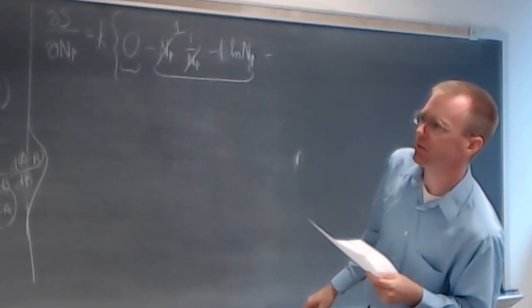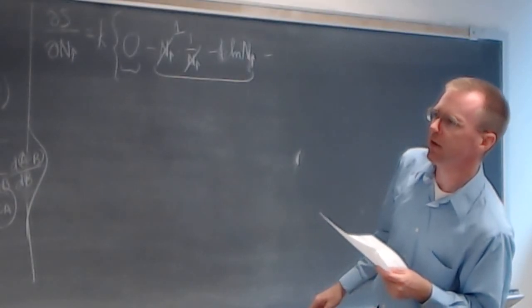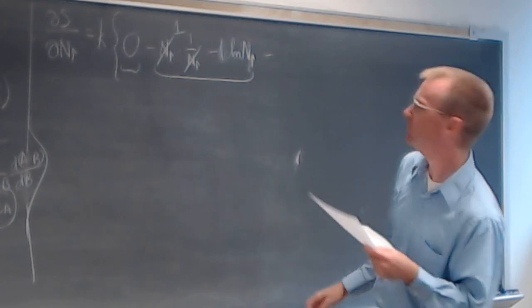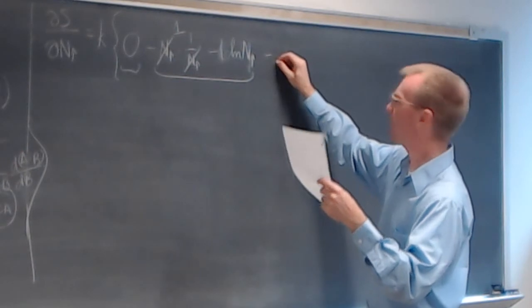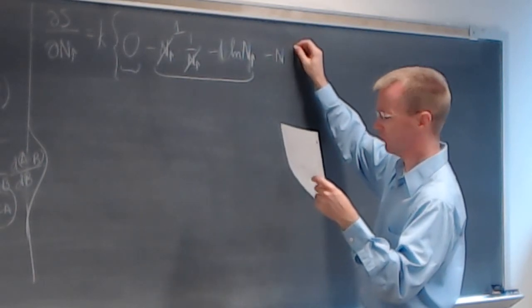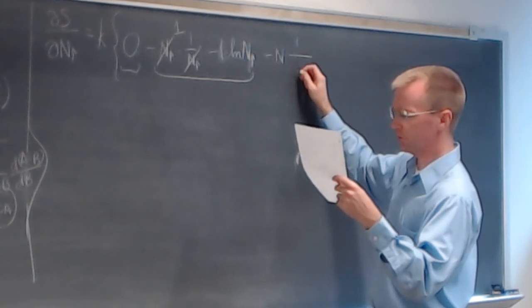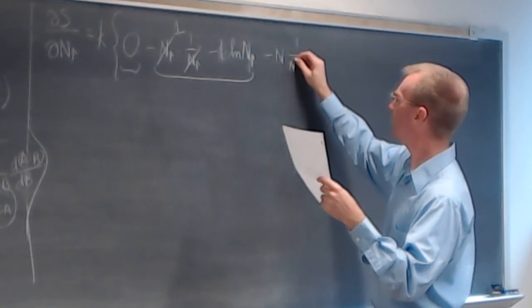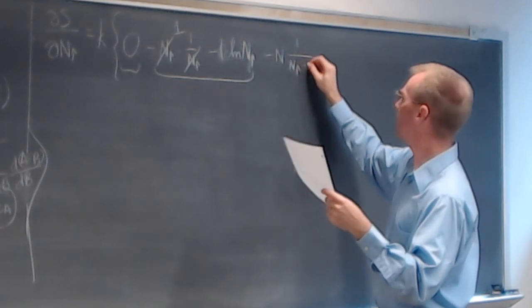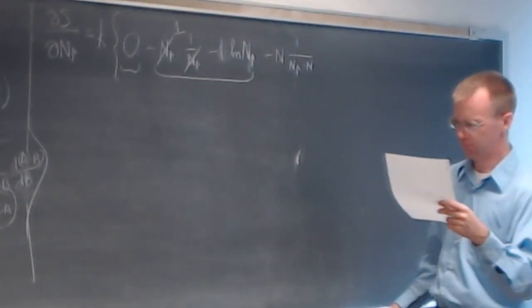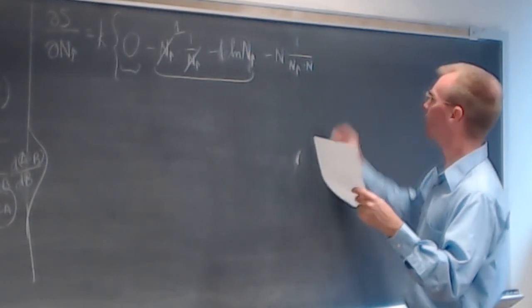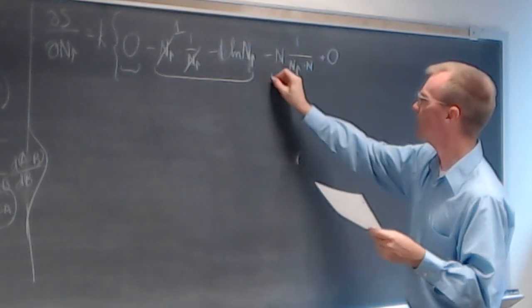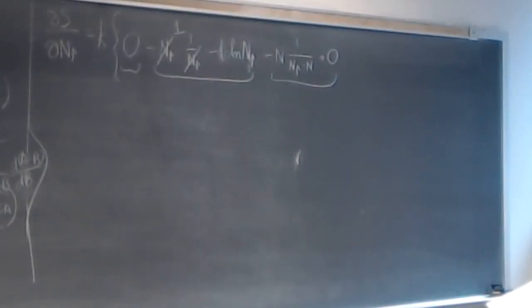now we have negative n log of n minus n up. Take the derivative with respect to n up. So we get negative n times 1 over n up minus n. And the second part of that product is just going to be 0, because the derivative of n with respect to n up is 0.